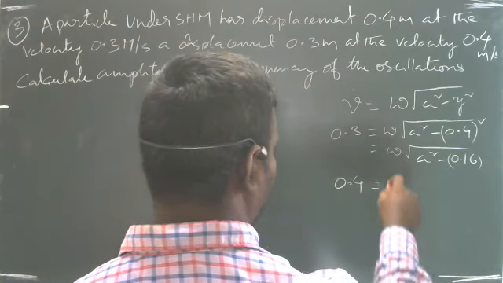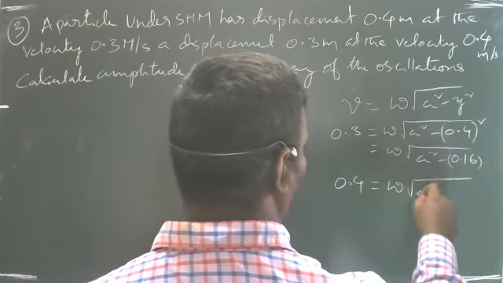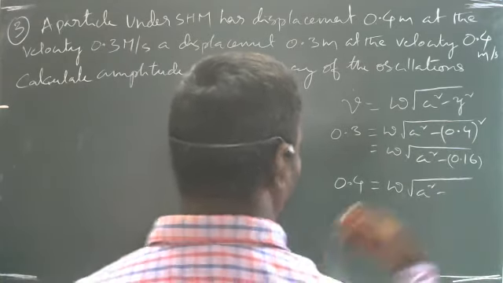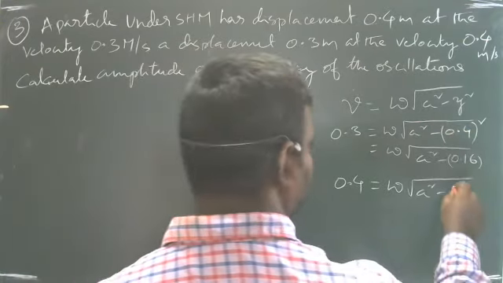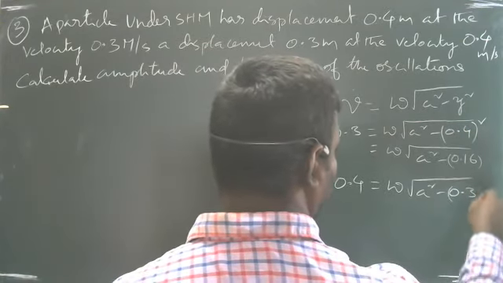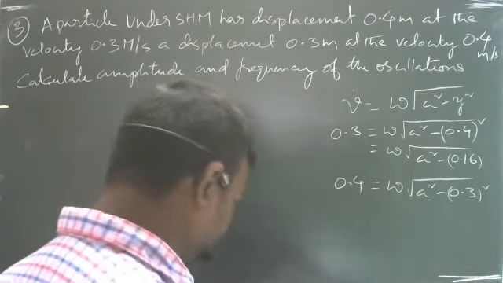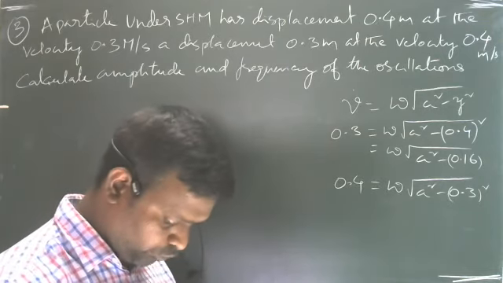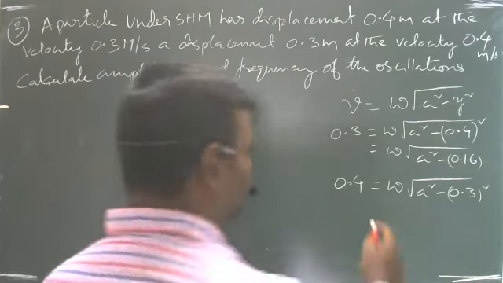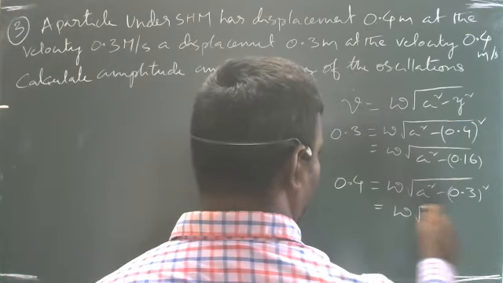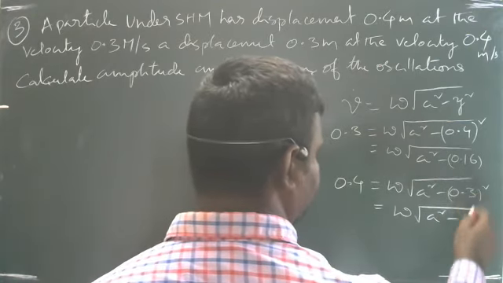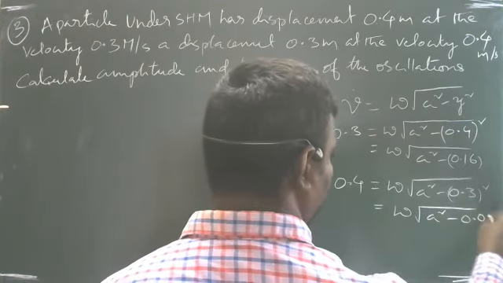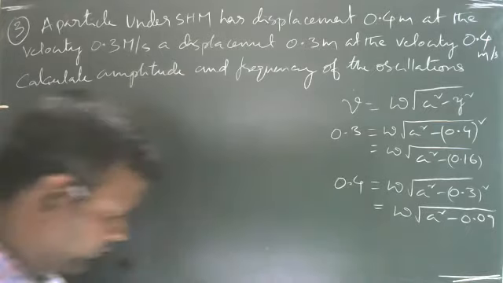For that, 0.4 is equal to omega into root over a square minus the displacement square. What is the displacement square? It is 0.3 whole square. 0.3 squared is how much? 0.09. Therefore 0.4 is equal to omega into root over a square minus 0.09. Okay, so you got two equations.